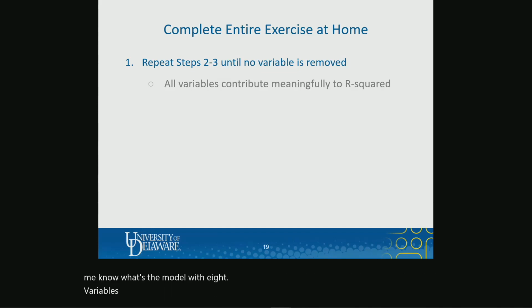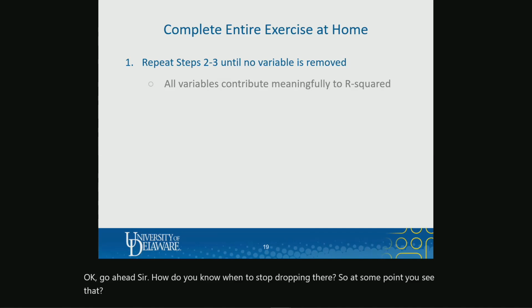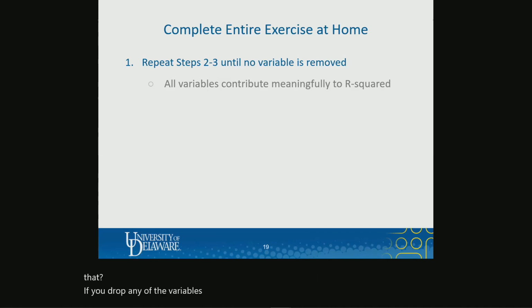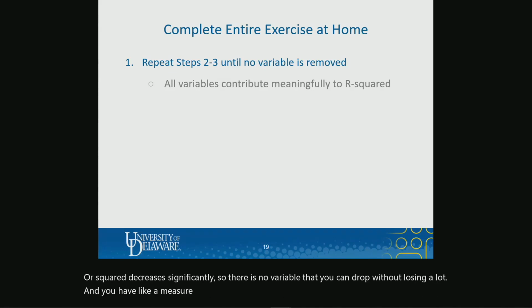You should just do the next step and let me know what's the model with 8 variables. Okay, good. So how do you know where to stop dropping? At some point, you see that if you drop any of the variables, R squared decreases significantly. So there is no variable that you can drop without losing a lot. Do you have a measure of what technically is significant? It's just subjective, but usually it is easy to detect.